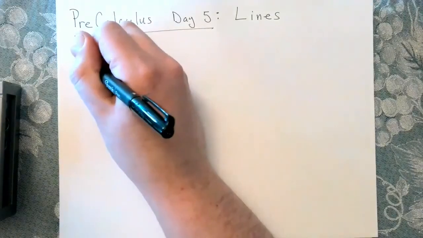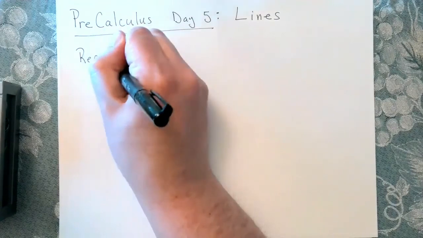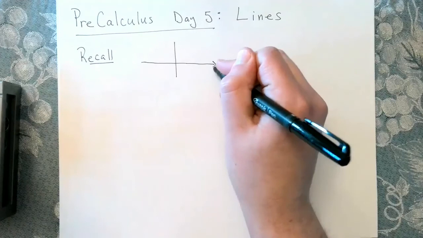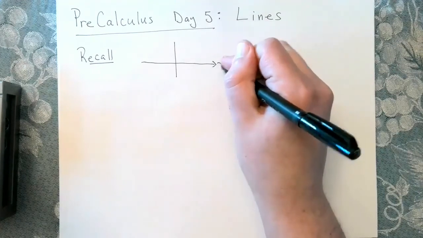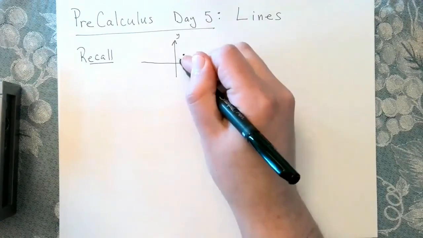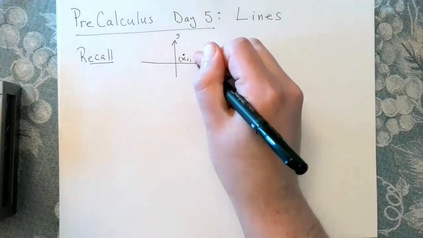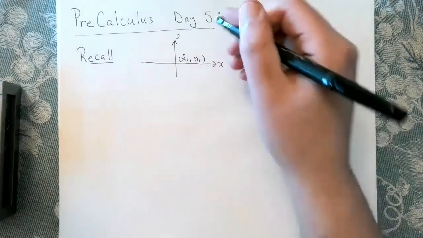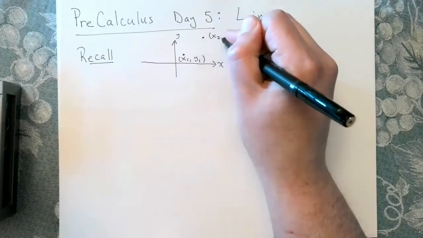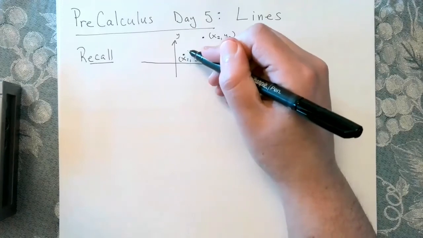And so let's recall some things. We know in the plane that 2 points determine a line. So maybe I've got some point x1, y1, and some other point x2, y2, and I can draw a line between them.